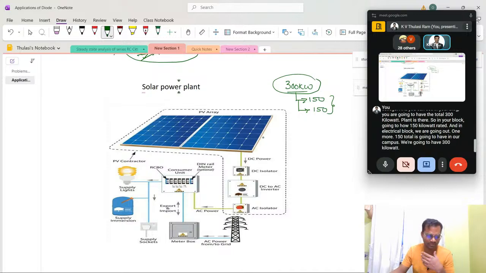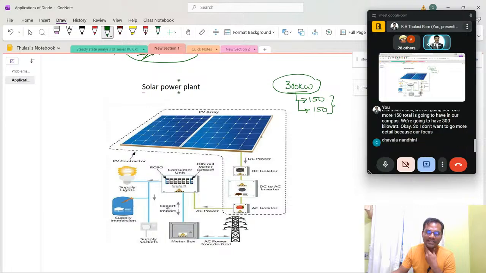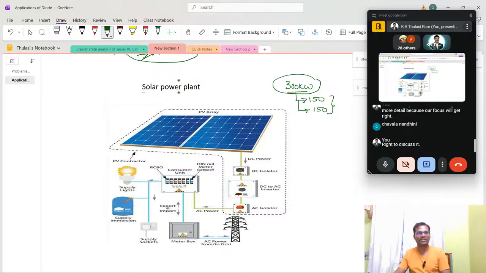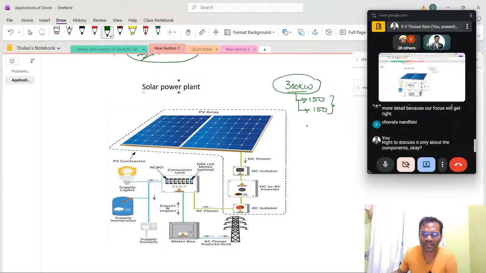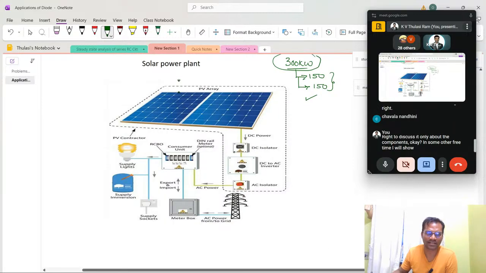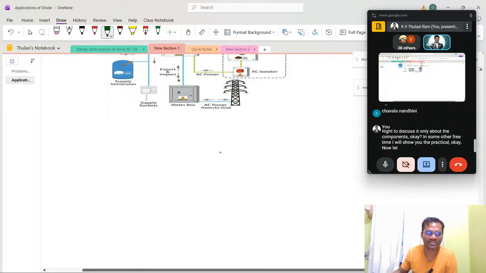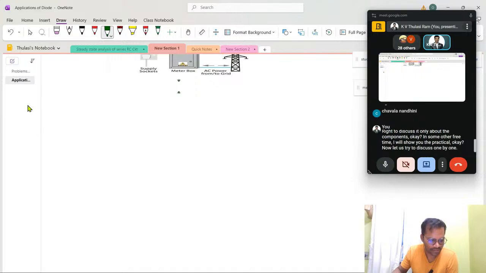I don't want to go into more detail, because our focus will get distracted. We'll try to discuss only the components. In some other free time I will show you the practical. Now let us discuss one by one. First, let's see what this solar power plant is.